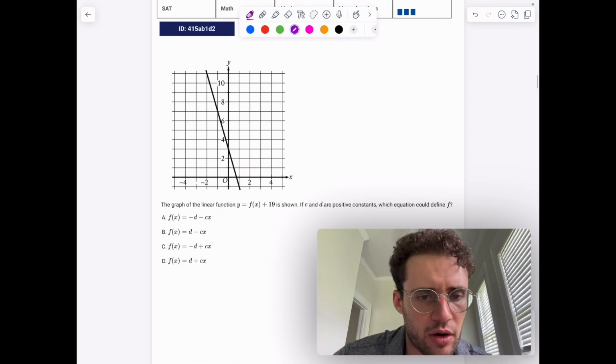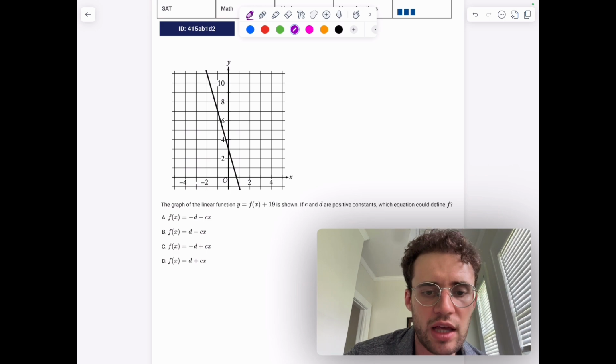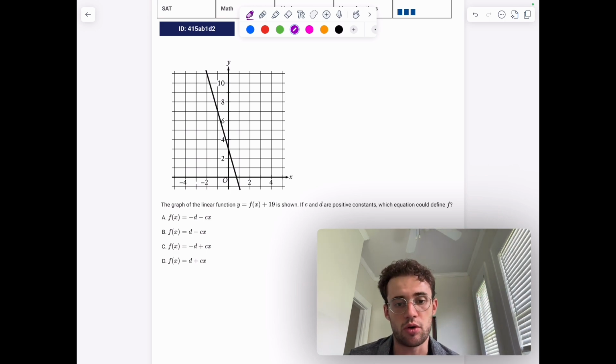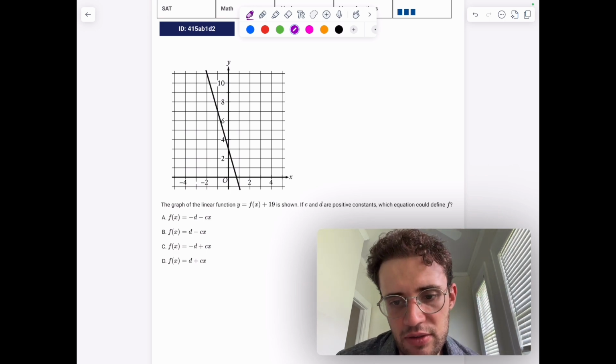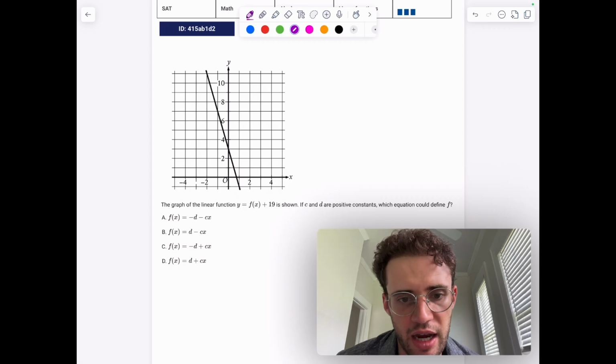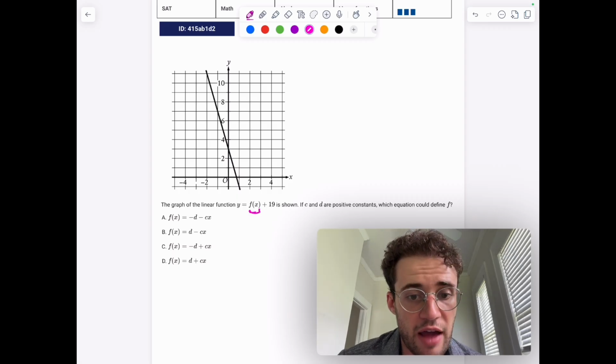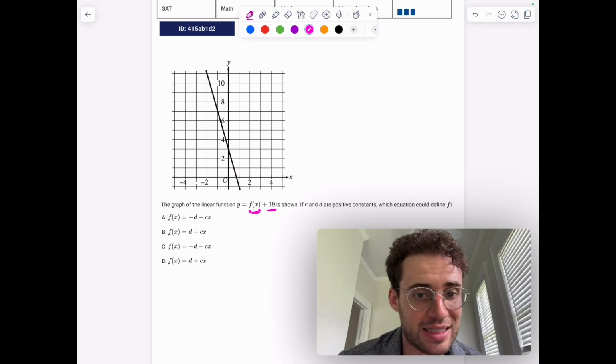Okay, we've got a graph here. The graph of the linear function y equals f of x plus 19 is shown. If c and d are positive constants, which equation could define f? Basically, we took f of x. So f of x is some linear function, and we shifted it up by 19. So this is the shifted up one that they have here. The real one would be 19 less than that.